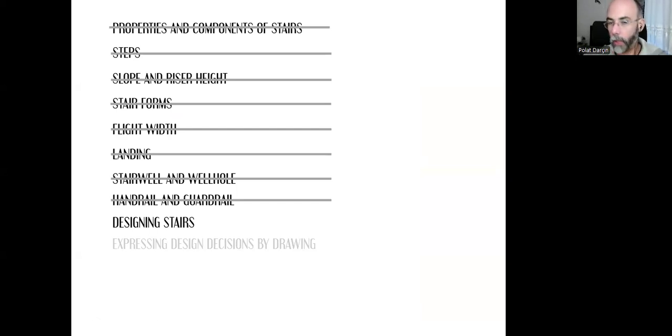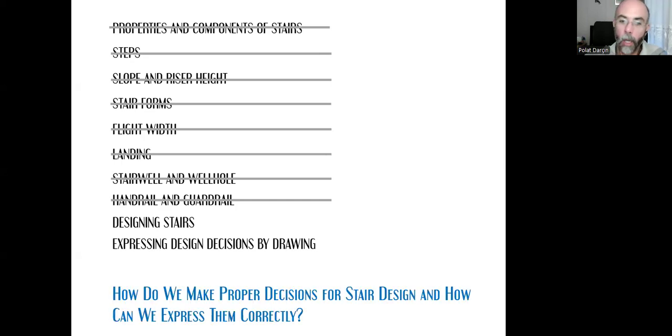Okay, now let's take a look. How can we design stairs? Let's have an example, and after that, how can we express these design decisions while we are drawing plans and sections? What's the way of doing proper decisions?